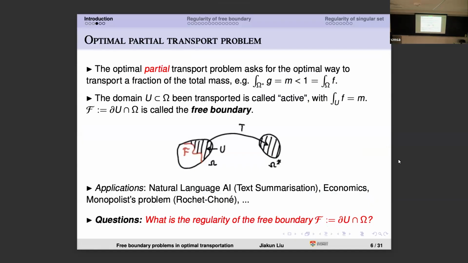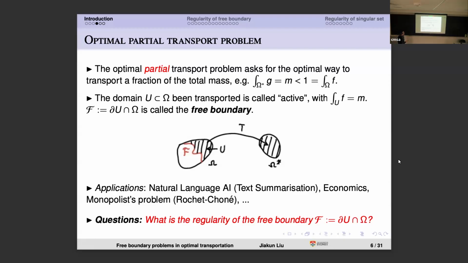And then we move on. We look at optimal partial transport. So optimal transport means you're trying to transport everything from Omega to Omega star. But partial transport is where we only transport a part of it. In reality, that means your supply is equal to 1, and your demand is strictly less. You do not need everything from Omega. You only need part of it.